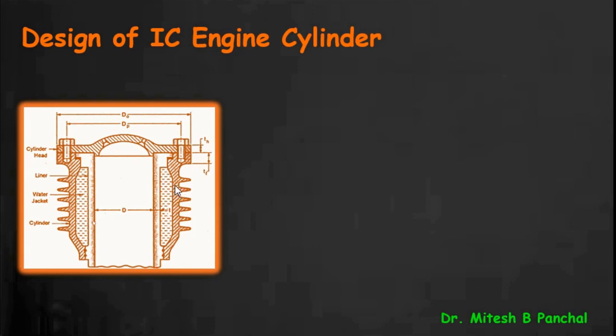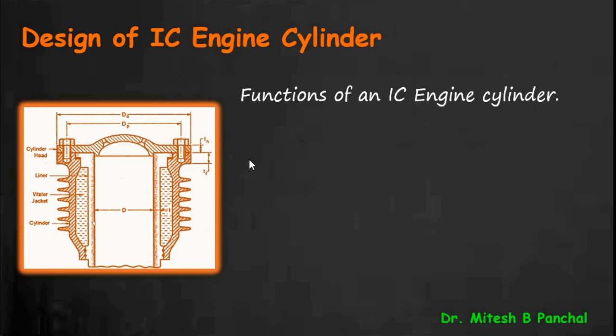This figure represents the schematic diagram of an IC engine cylinder. There are different parts of the IC engine cylinder: the cylinder head and the liner. This portion is known as the liner of the IC engine cylinder. Then there is a water jacket. The water jacket is nothing but the cooling mechanism required to dissipate the heat generated inside the cylinder due to combustion of the air-fuel mixture. So this figure represents the overall construction of the IC engine cylinder.